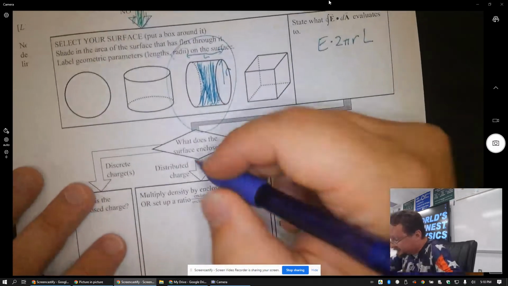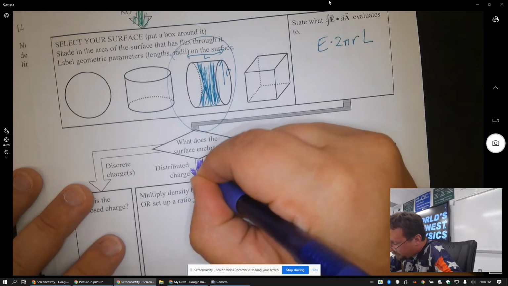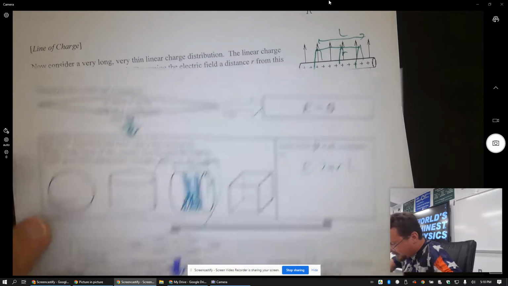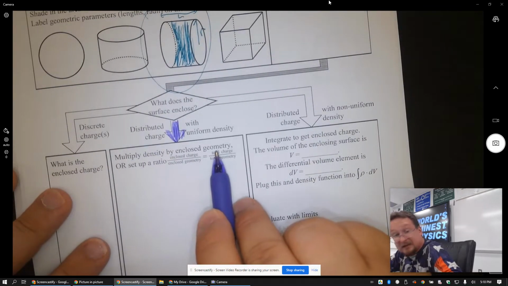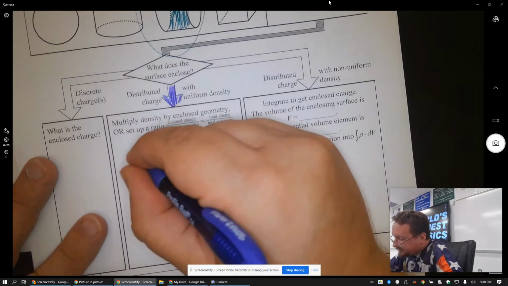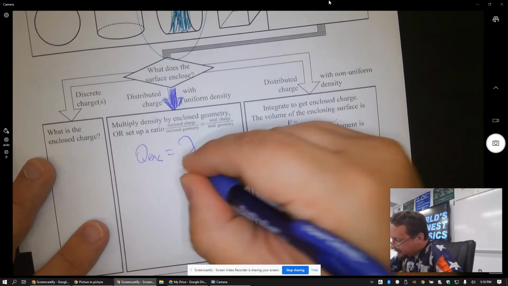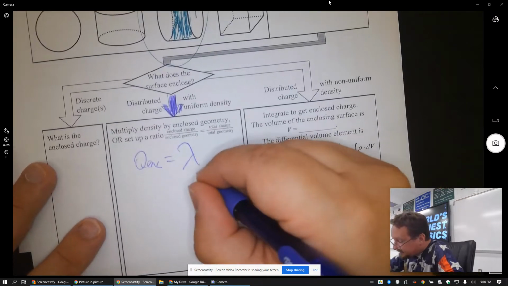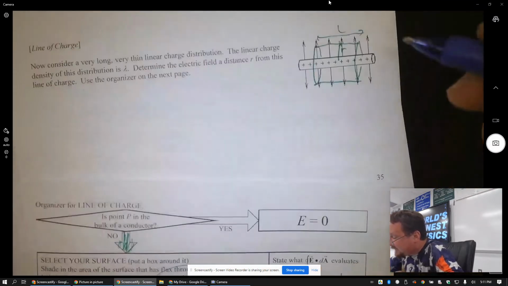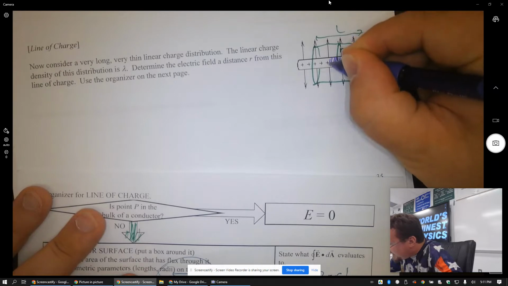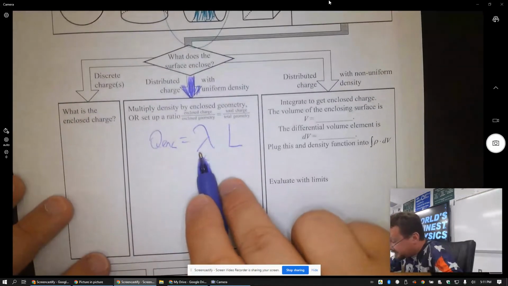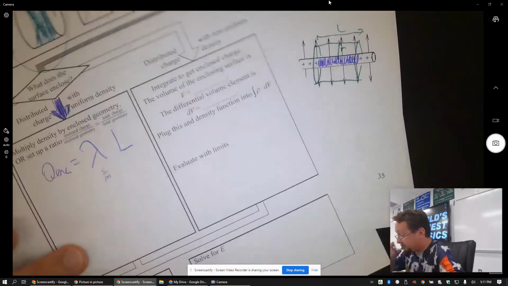Now, I am still dealing with a distributed charge with uniform density. Let's see what it says. The linear charge density of this distribution is lambda. Multiply density by enclosed length because it's a linear length-based charge distribution. So the Q enclosed is going to be lambda, that's the charge density, and since that's coulombs per meter, I need to multiply by meters, and that's going to be L. That is the piece of the rod that has been enclosed. So that purple stuff has been enclosed, and the green is the enclosing surface. Density times enclosed length for this particular situation.